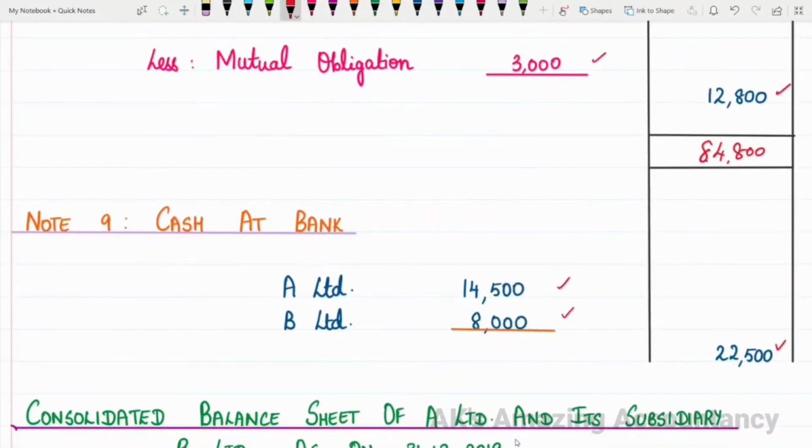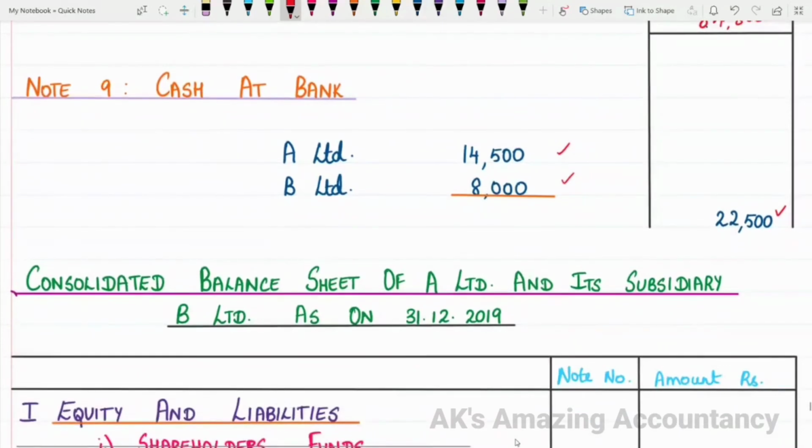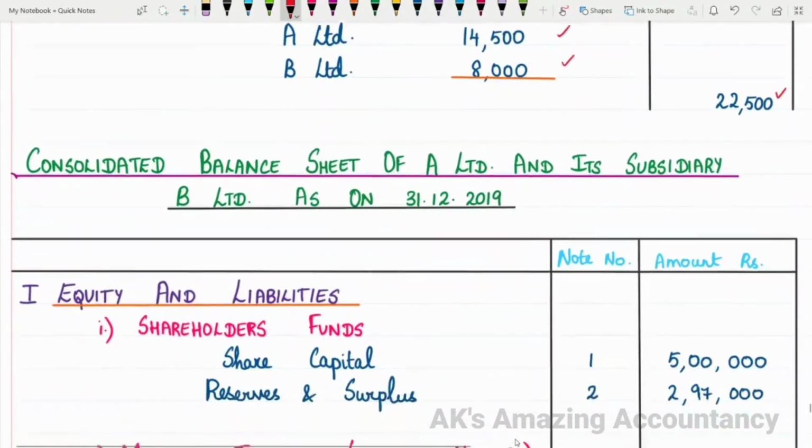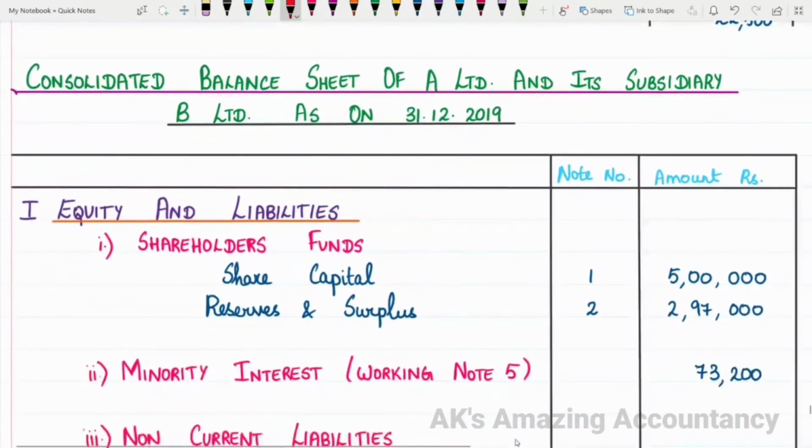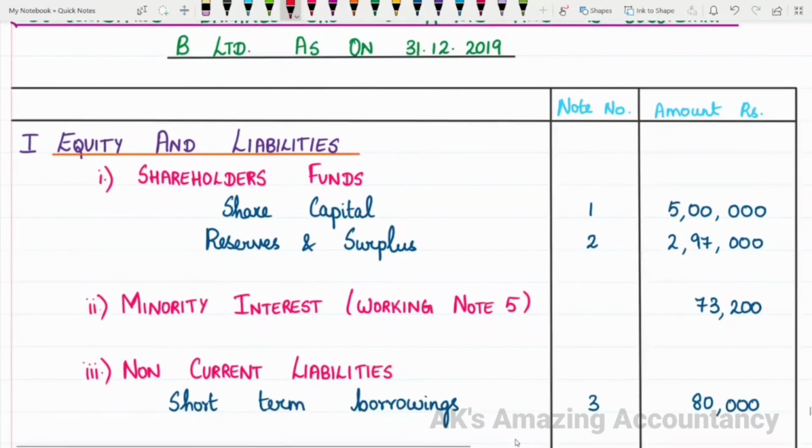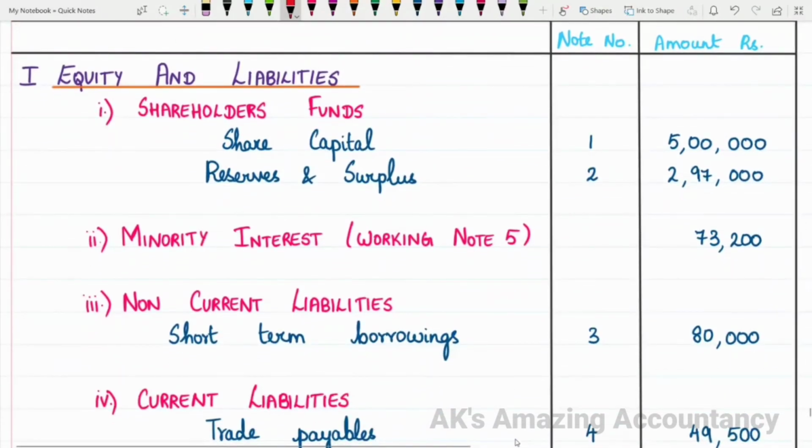Let us now proceed with the preparation of the consolidated balance sheet. You have to give the heading as consolidated balance sheet of A Limited and its subsidiary B Limited as on 31/12/2019. One main column will be there wherein you will be recording the liabilities and assets, and one small column is for note number and another column is for amount in rupees. So first, let us begin with the heading equity and liabilities.